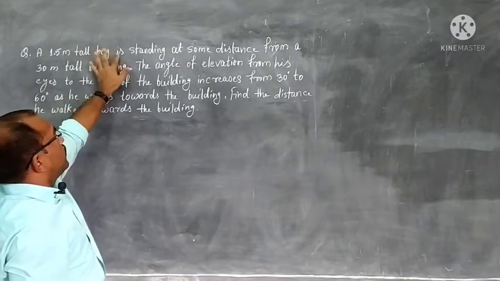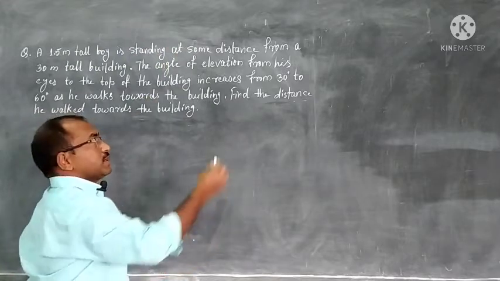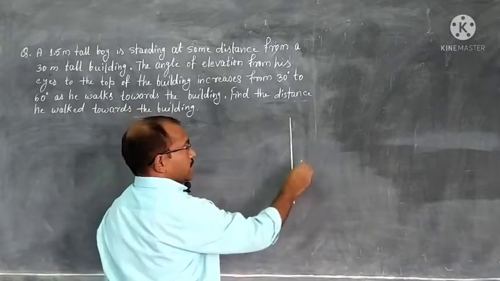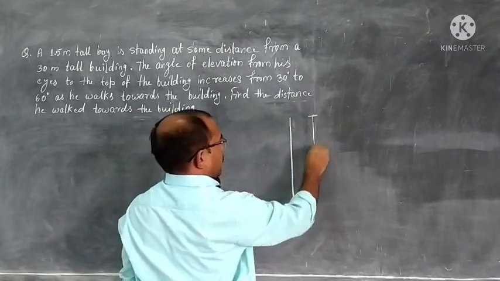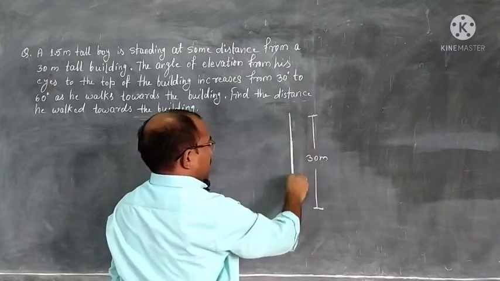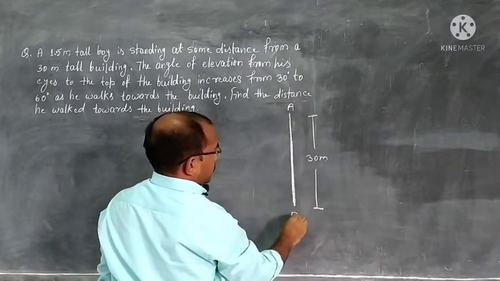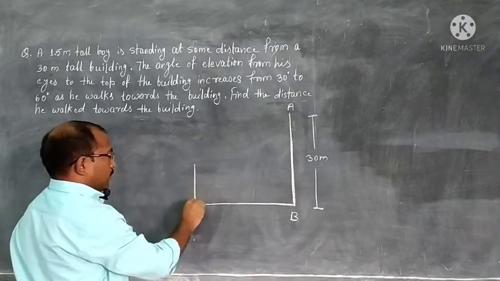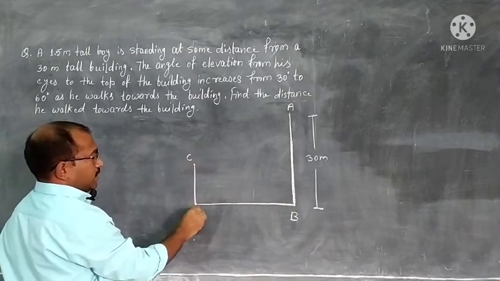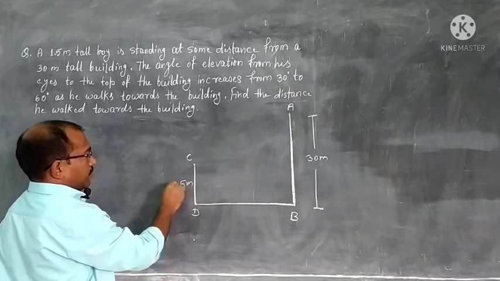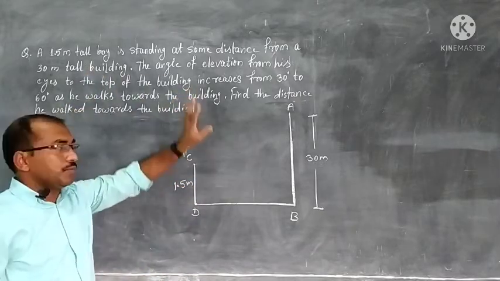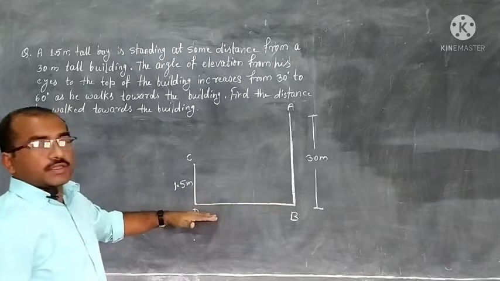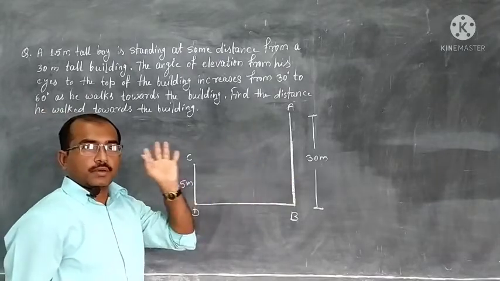A 1.5 meter tall boy is standing at some distance from a 30 meter tall building. So, there is a 30 meter tall building. Let us see, this is the 30 meter building. AB is the height of the building. A boy is standing far from the building. The height of the boy, let us see, CD, 1.5 meter. So, first line, what is said? A 1.5 meter boy is standing at some distance from a 30 meter tall building.